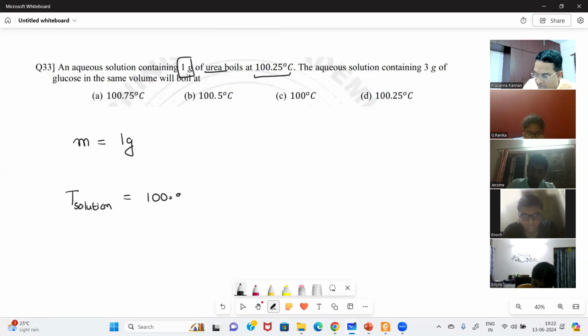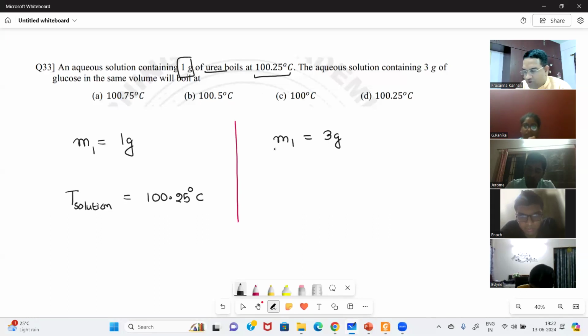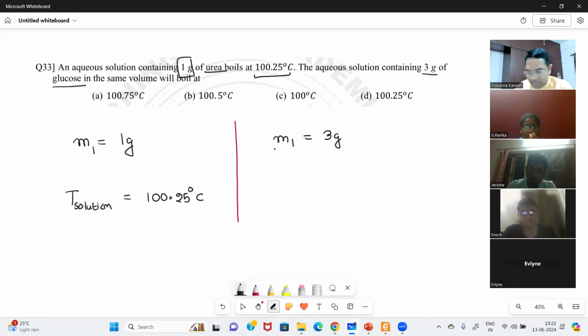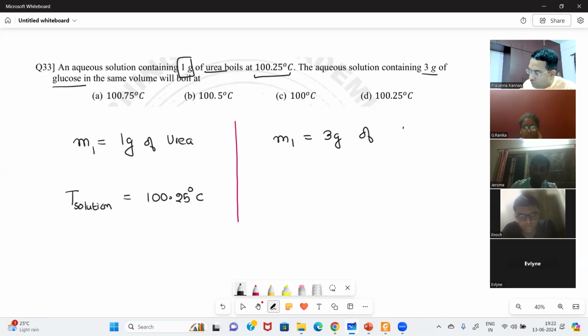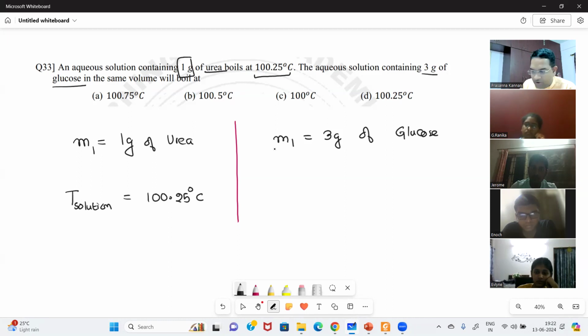That is given as 100.25 degrees Celsius. Now the question is, if the mass is not 1 gram, but if it is 3 grams, not 3 grams of urea, 3 grams of glucose that I'm taking in the same volume. 1 gram of urea, this is 3 grams of glucose. Now what will be the boiling point of the solution?